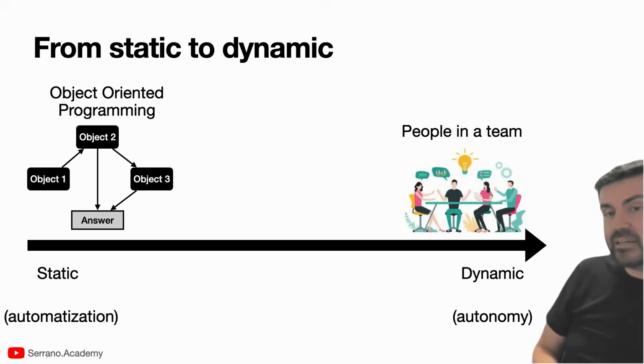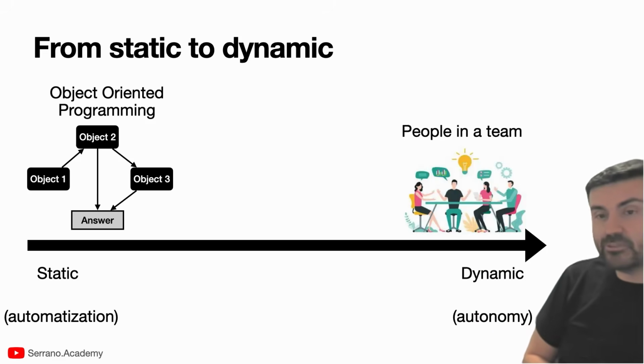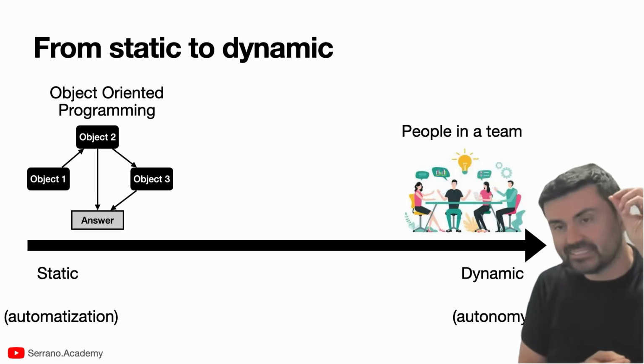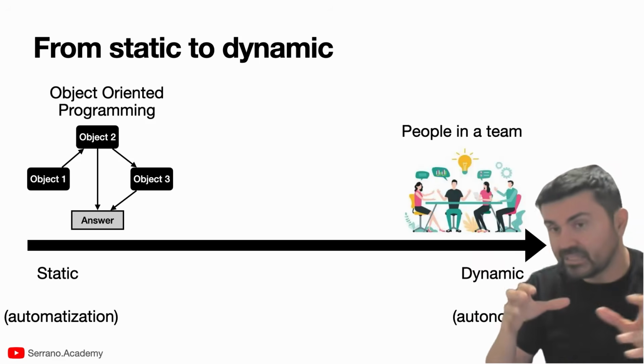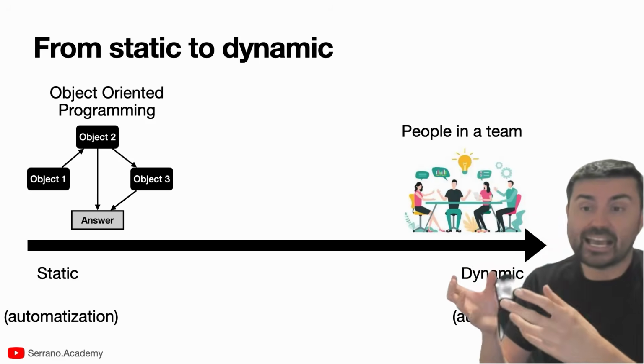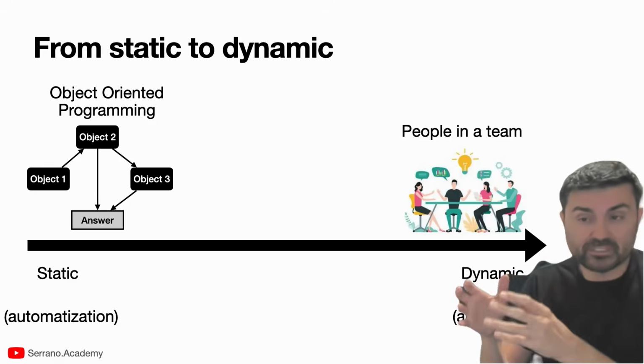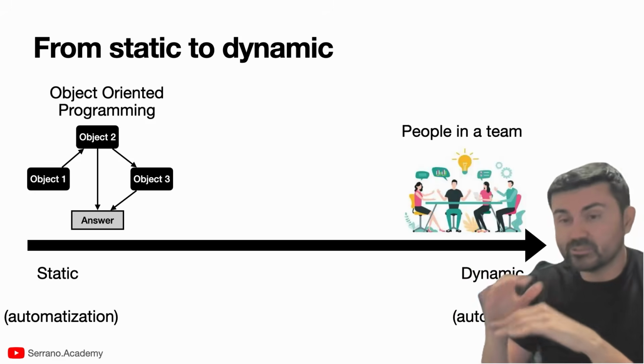So I like to think of this as a spectrum, okay? And in the spectrum, I have, on that end, fully static, and then I move towards dynamic. What's fully static? Well, it's an object-oriented programming workflow where each object has a set of functions and a set of instructions, and they work together as a team, and they can run into errors that I have already predicted and told them what to do about them. But if it runs into a new error, it has no idea what to do and it crashes.